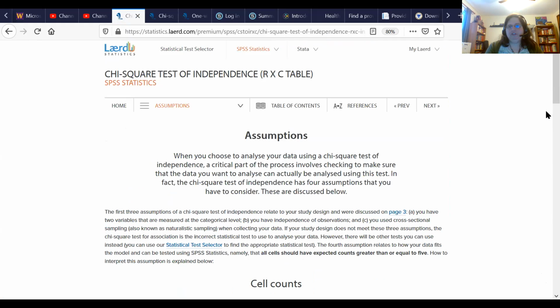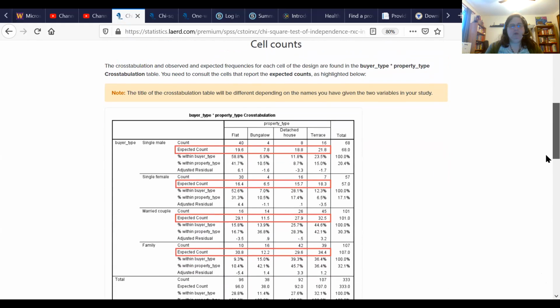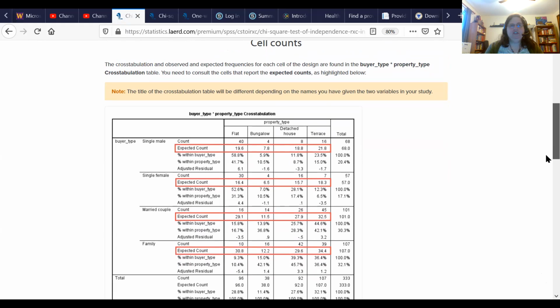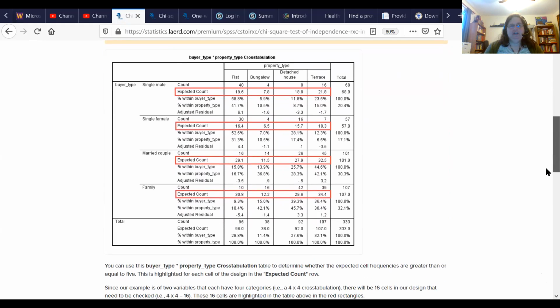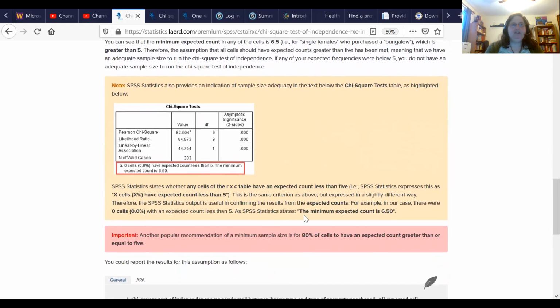Here are our assumptions again, but we talked these through already, right? The only one we really have to worry about when we run our procedure is the cell count. And you can see they go through and they're looking at each of their expected counts very diligently, looking for a number less than 5. I don't see any. The lowest number I see is a 6.5. But you don't have to be so diligent because it's going to tell you right here. 0 cells have expected counts less than 5. The minimum expected cell count is 6.5.